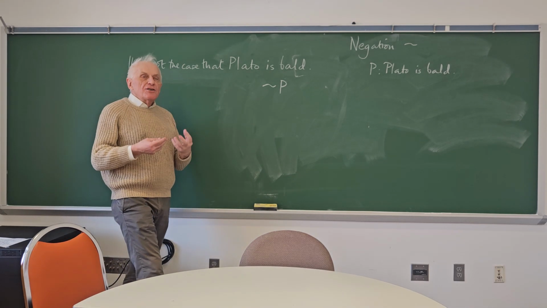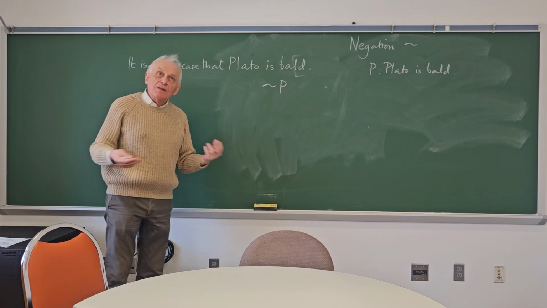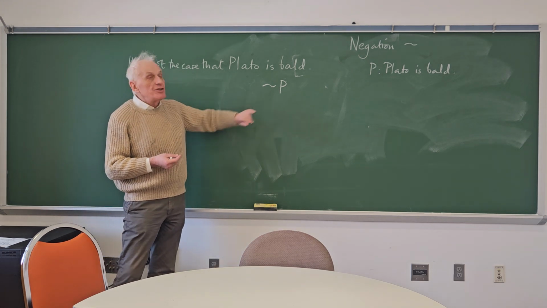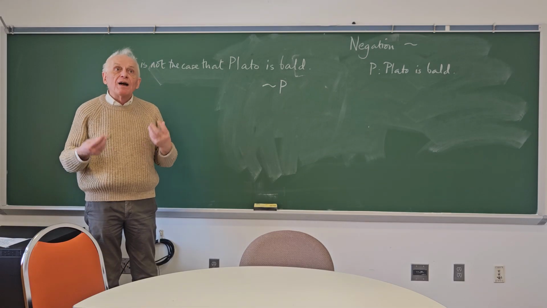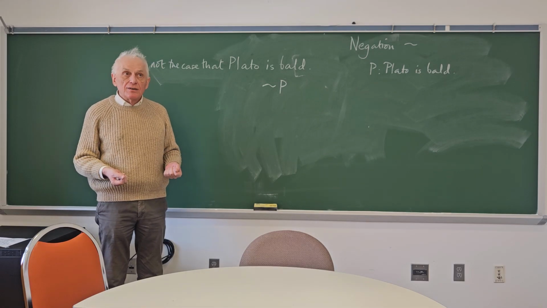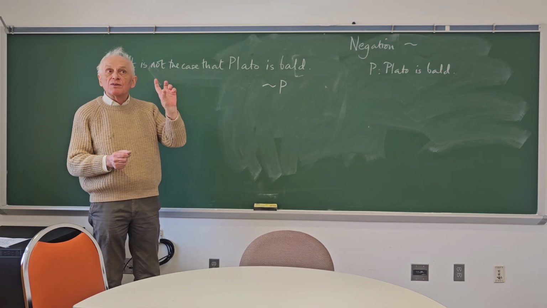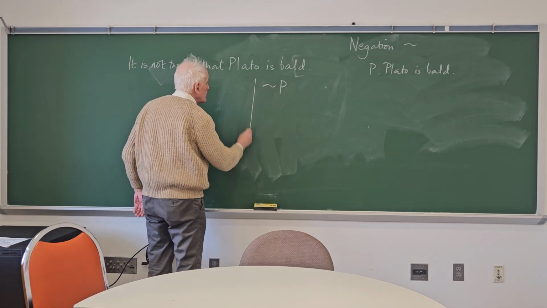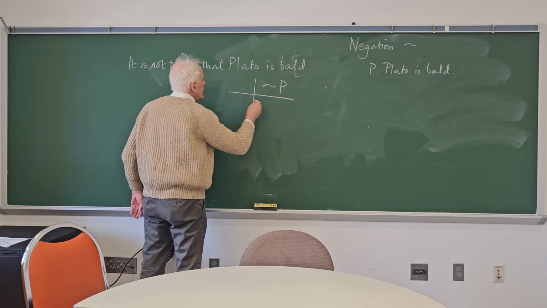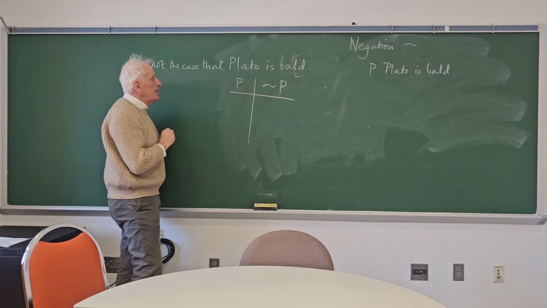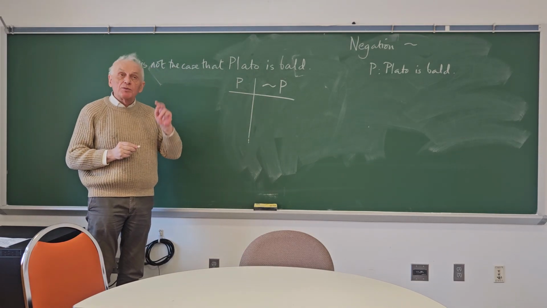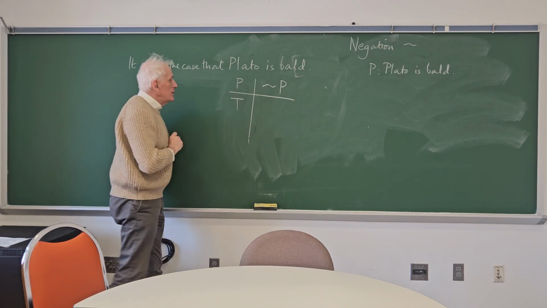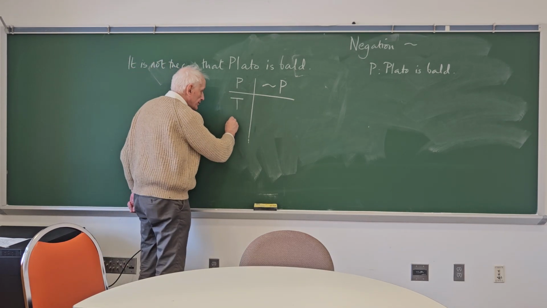Now, negation is a truth functional operator, and what that means is all you need to know the truth value of a negation is the truth value of the sentence being negated, because negation flips the truth value. And we can represent that in the table in this way. So here's the atomic sentence P, and it has two possible truth values. It could be true, or it could be false.